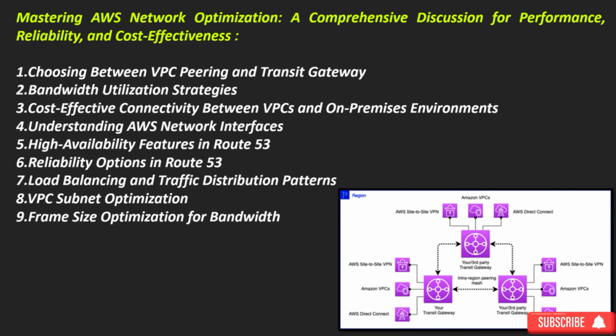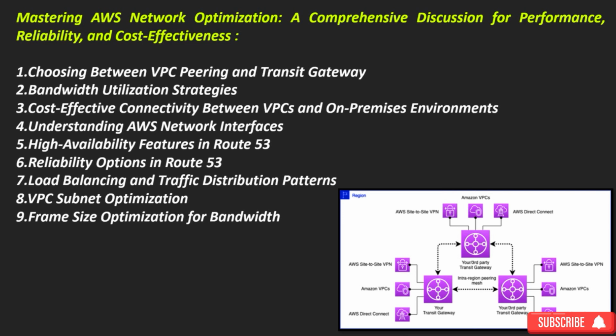The fifth point will be high availability features in Route 53. Actually, Route 53 is a critical component for DNS management in AWS. We need to explore some of the high availability features, including DNS load balancing with health checks, latency-based routing, and weighted record sets. Understanding and implementing these features enhances the reliability and fault tolerance of your applications too.